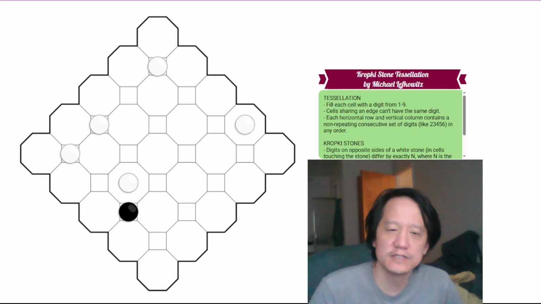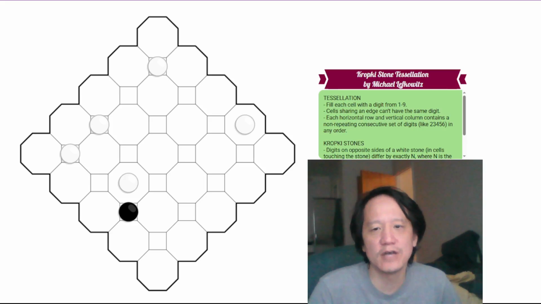And take that easiness with a grain of salt because it's considered easy by the people on the Logic Masters Germany forum, and there's a lot of really smart people there. Today's puzzle is called Kropki Stone Tessellation by Michael Lefkowitz, and here are the rules.